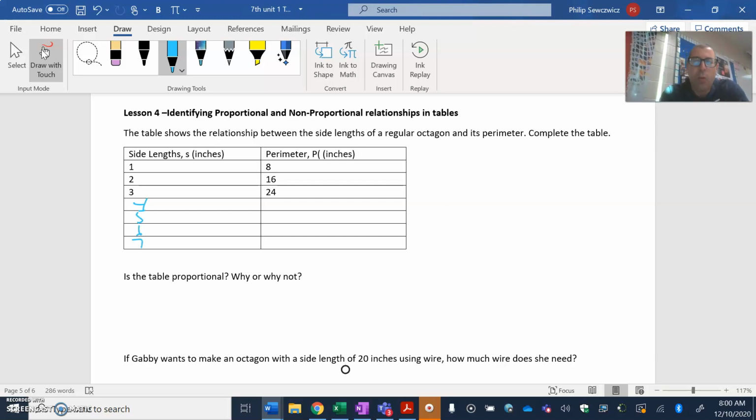That's all it takes. When we fill in a table and we find a pattern, we can simply follow that pattern as long as there's not any extra information in there that throws things off. Over here on the right side, same pattern was going, 8, 16, 24. Let's keep counting by 8, 32, 40, 48, 56. Voila. All right. So is the table proportional?